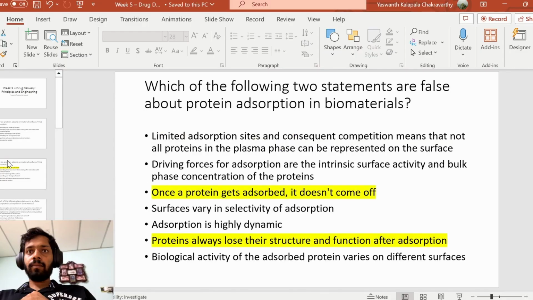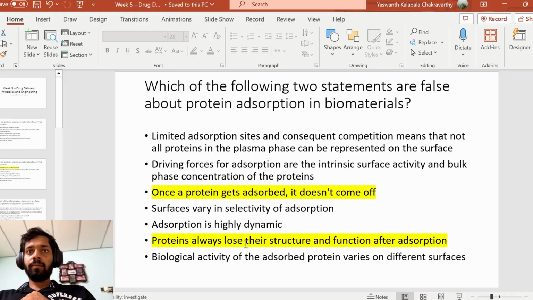Okay, so the next question is which of the following two statements are false about protein adsorption in biomaterials? We have several options, but the crucial concept in protein adsorption is that it's a highly dynamic system where you see the Vroman effect. The Vroman effect is basically that initially the kinetically favored proteins will come and adsorb, which are eventually displaced by the thermodynamically stable protein adsorptions. So saying that once a protein gets adsorbed, it doesn't come off is an incorrect statement, because it will come off and be replaced by a more thermodynamically stable protein.